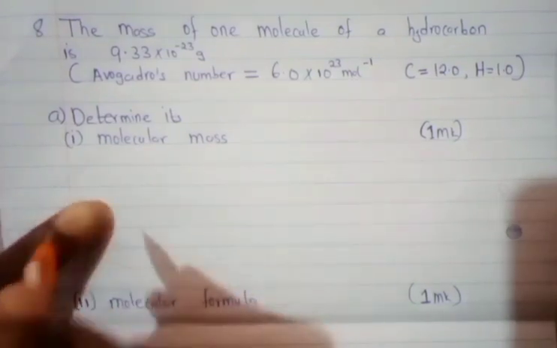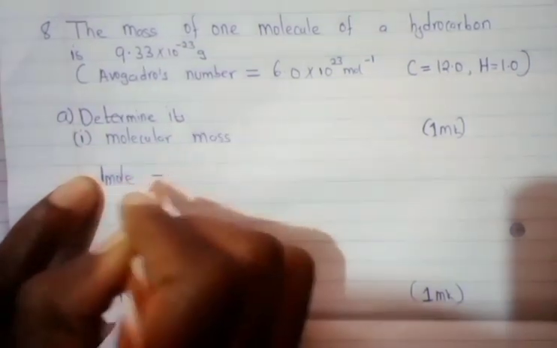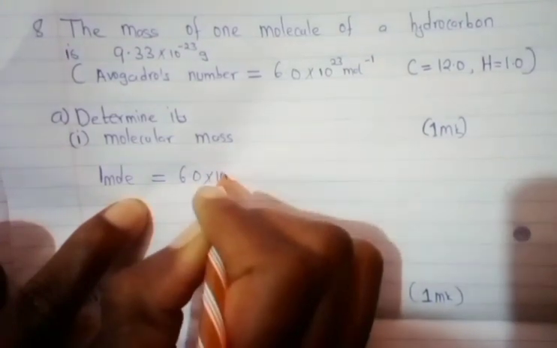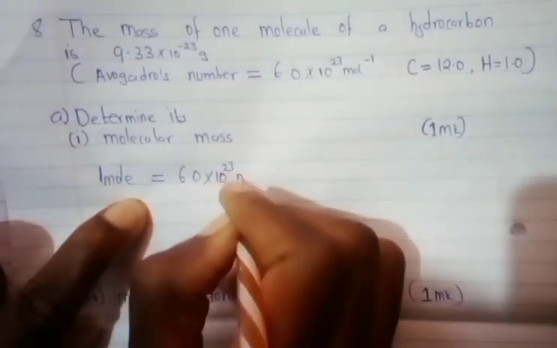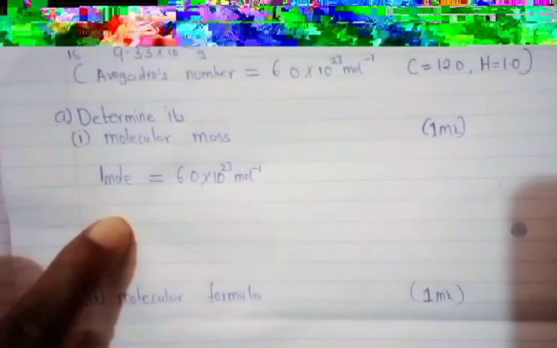So we have to know that 1 mole is equal to 6.0 multiplied by 10 raised to 23 per mole. That one means per mole. But we are told the mass of one molecule is this one. So what you do, you write 9.33 multiplied by 10 raised to negative 23 grams. So what you do, you cross multiply.